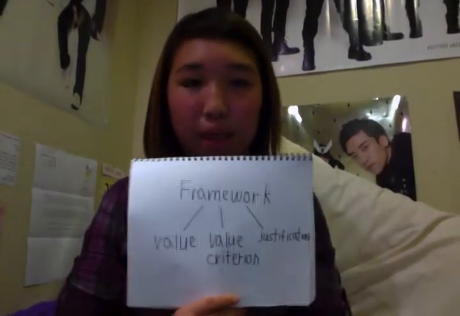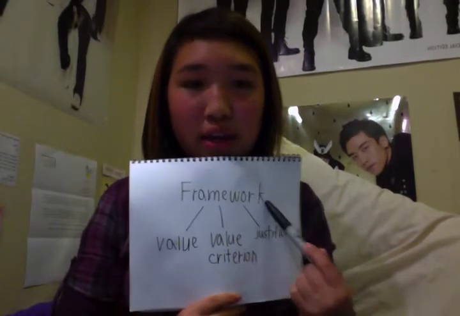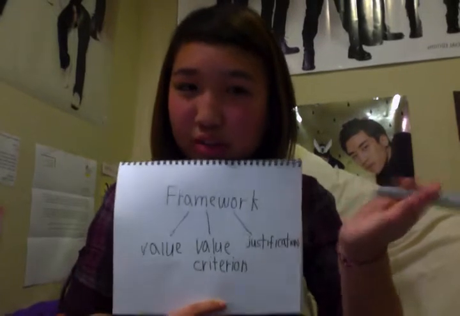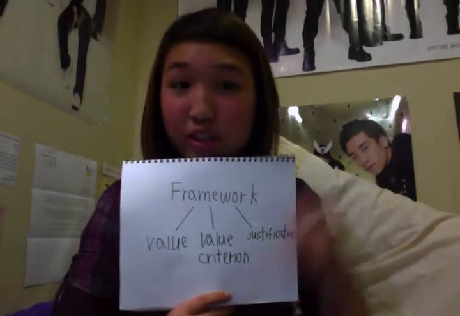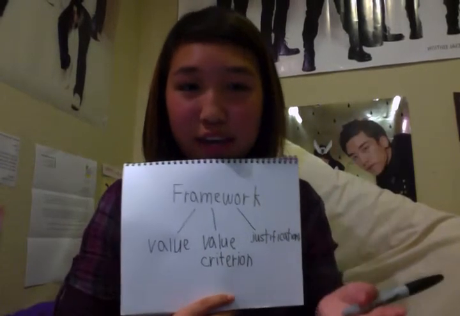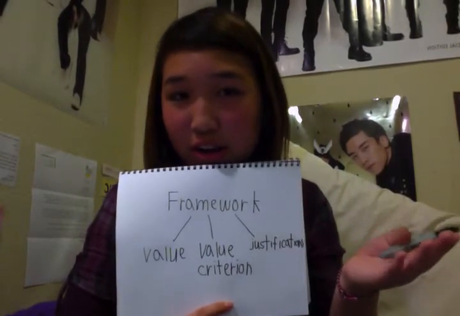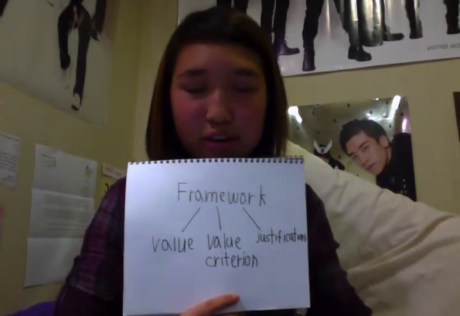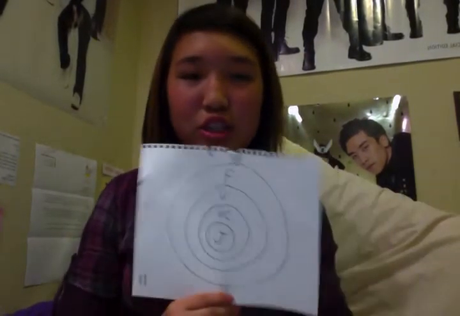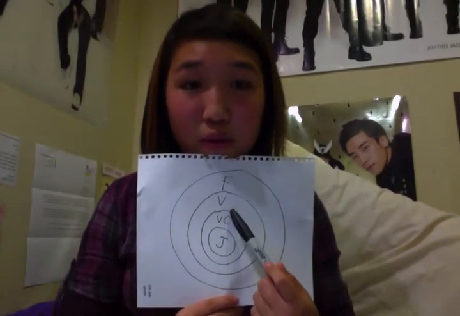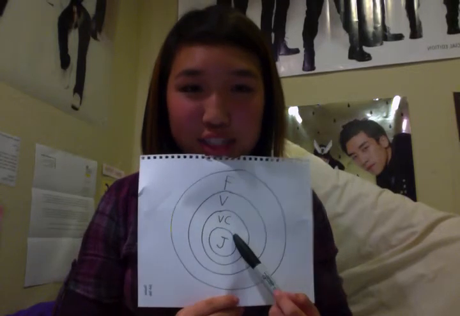So you need to know 4 things for today. Framework, under that, value, which is what you support in this round. Value criterion, which is how you're going to achieve it. And justifications, which are why your value criterion is better than your opponent's value criterion. And this is the relationship between all of these things: framework, value criterion, and justifications.